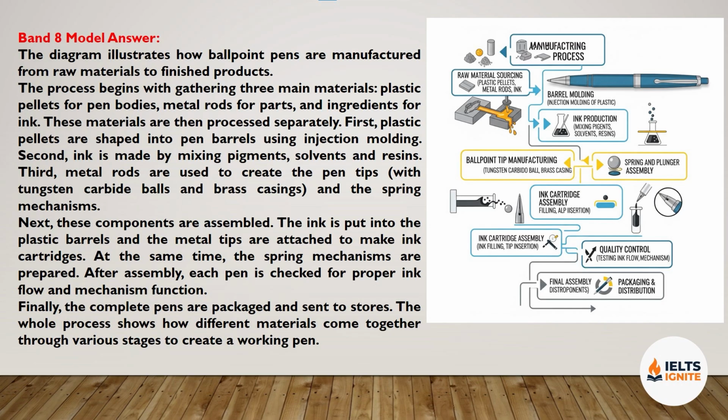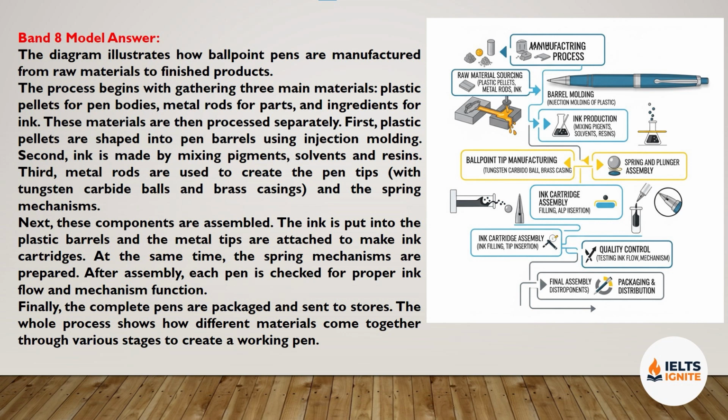This process starts with three raw materials: plastic pellets, for pen bodies; metal rods, for tips and springs; and ink ingredients, pigments, solvents, resins. Each is processed separately. Plastic pellets are molded into barrels. Ink is prepared by mixing the ingredients. Metal rods are shaped into pen tips and spring mechanisms.